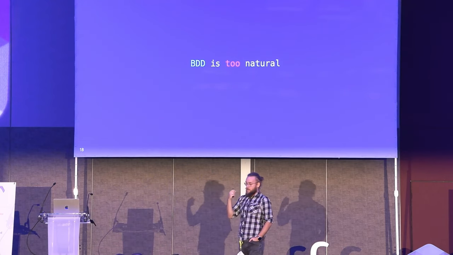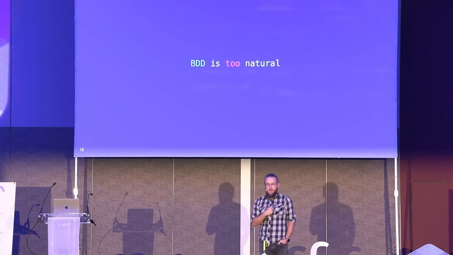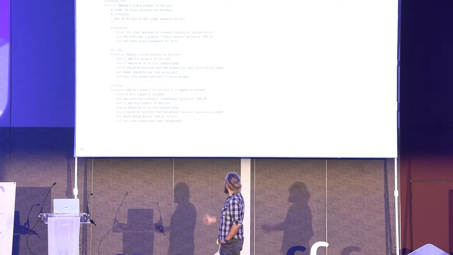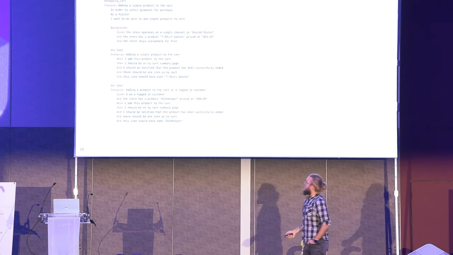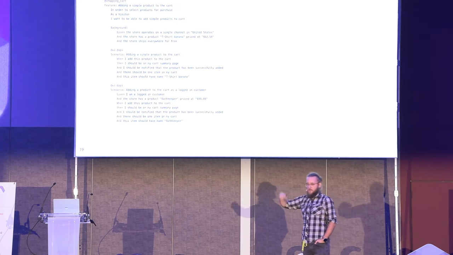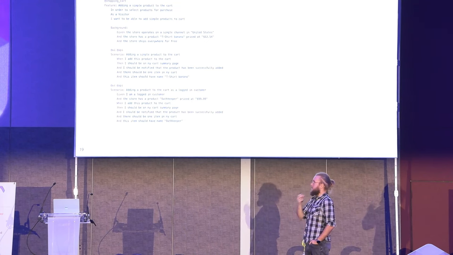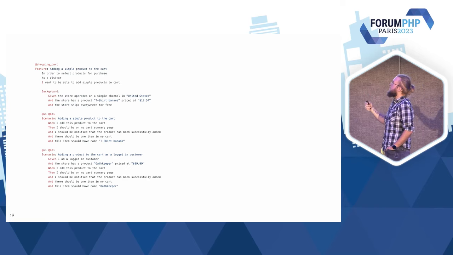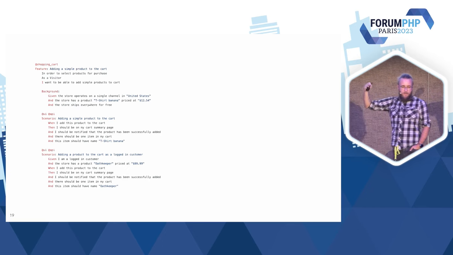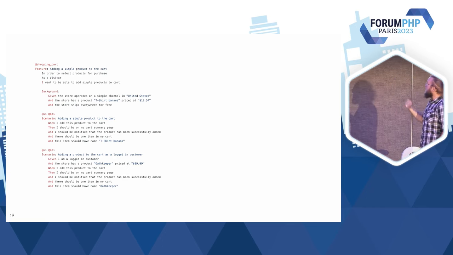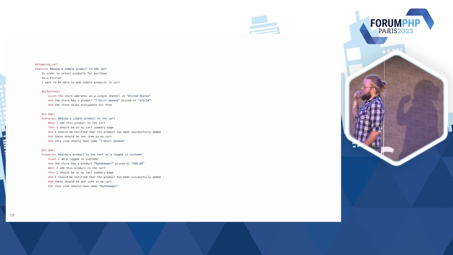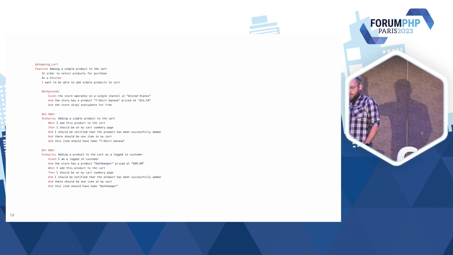The other problem with behavior-driven development is that, from my perspective, it's at first sight too natural. What do I mean? This is a scenario that is written in the Gherkin language. It's then parsed with the Behat tool, which is the PHP port of the Cucumber tool. It's something like a user story, the requirement from the business point of view, what the application should do. This is actually taken from Sylius, obviously. And when we already know how it works, it's okay.